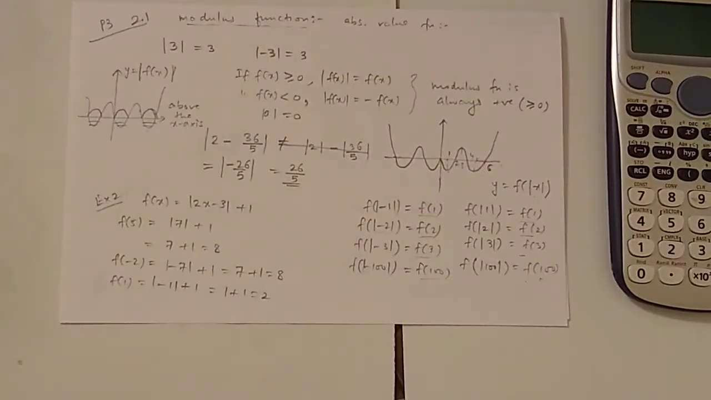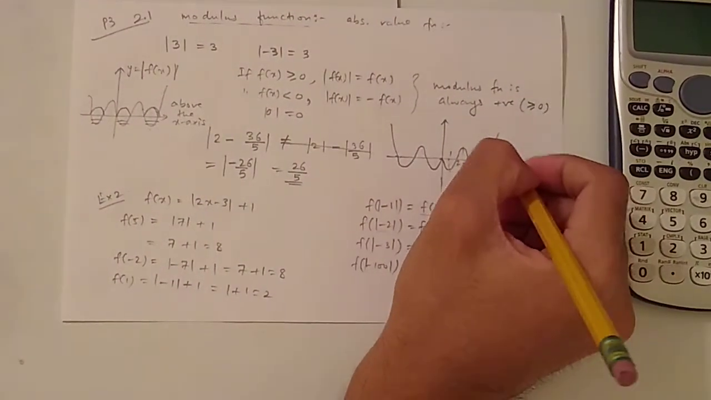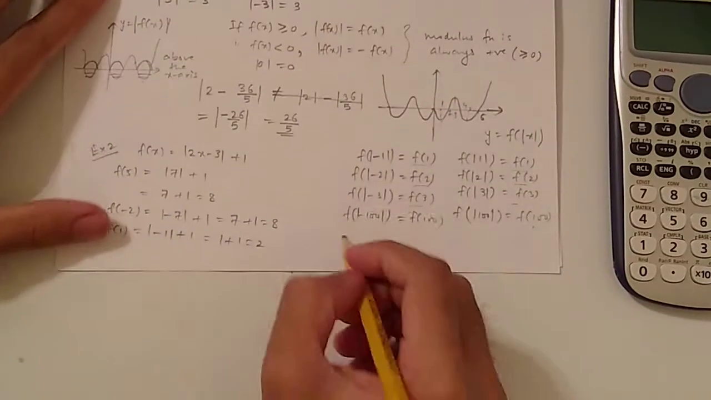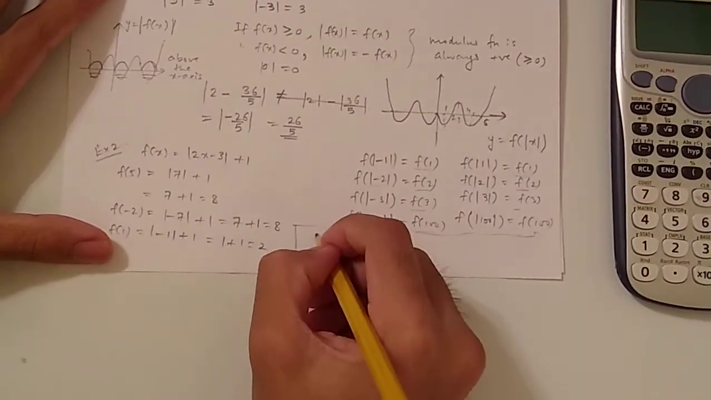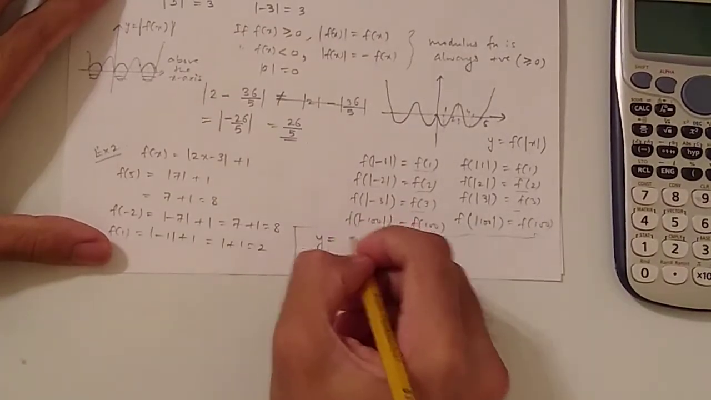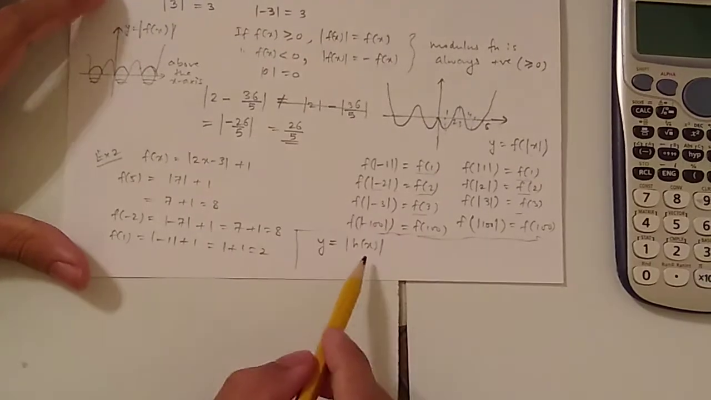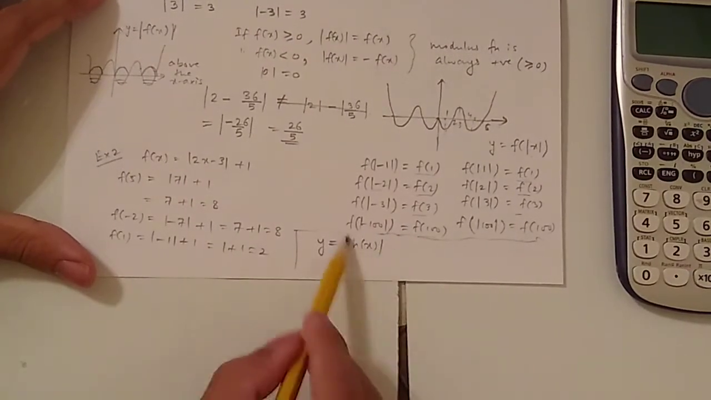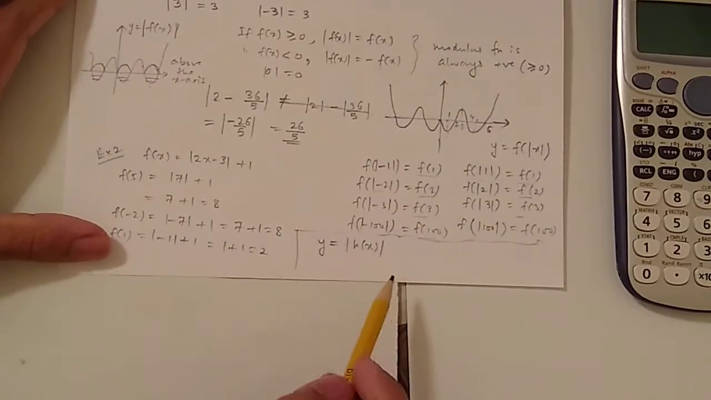Okay, so this is how the graph gets transformed when you have modulus functions. Again, in summary, if you have y equals h(x), the whole modulus, the whole modulus means that this function is always going to give you positive values.